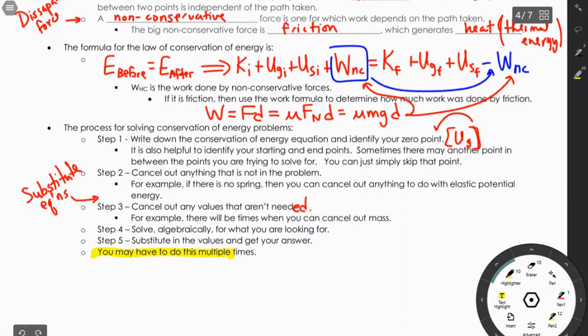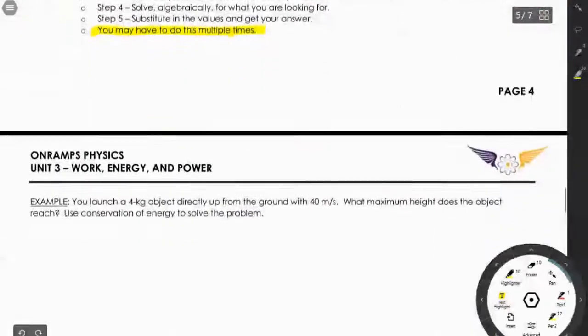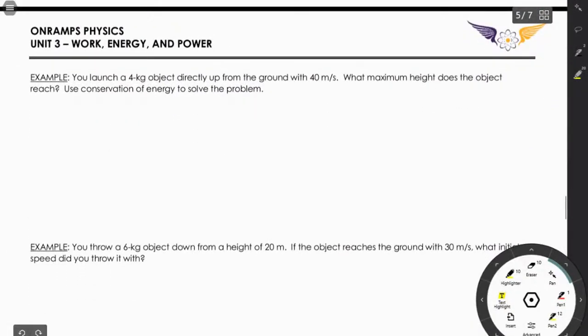Now, one thing to note, I'm going to highlight this, is that you may have to do it multiple times, okay? Because it may be a part A, B, C. It may be something where you can't skip the point in between. But again, the best thing about conservation of energy problems is just let's do them to see how this works.